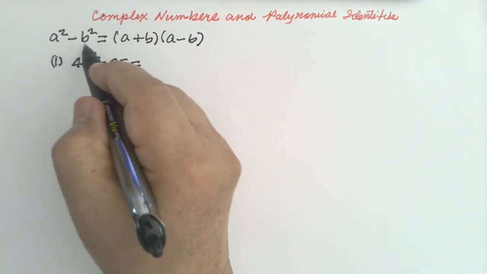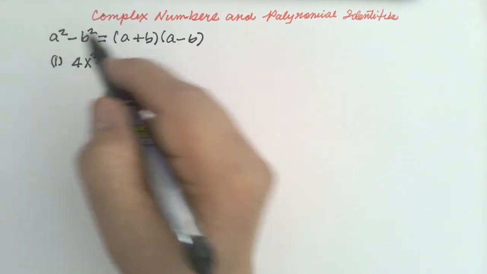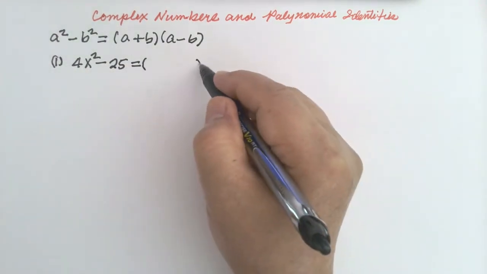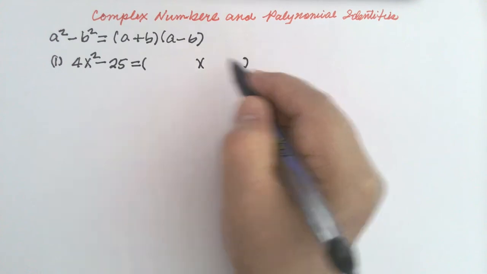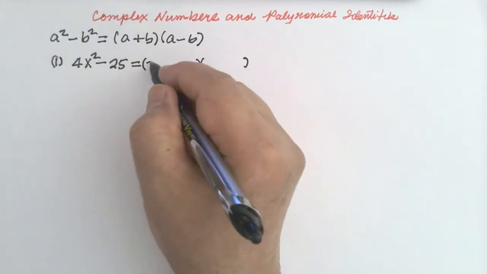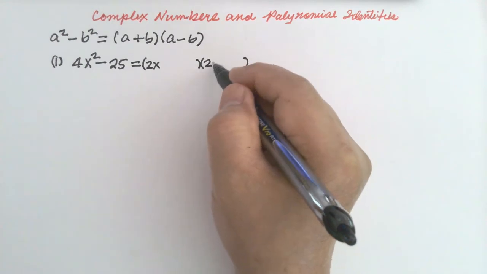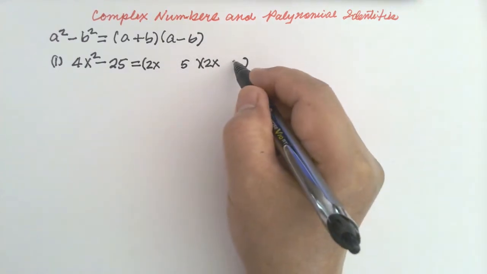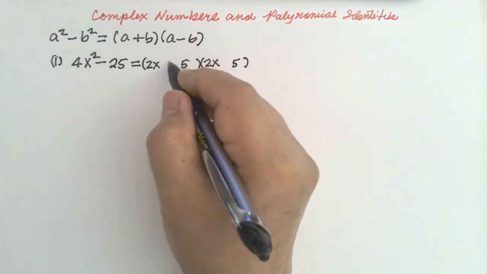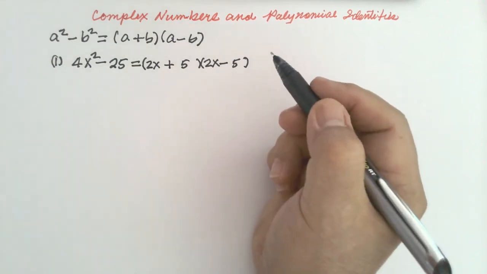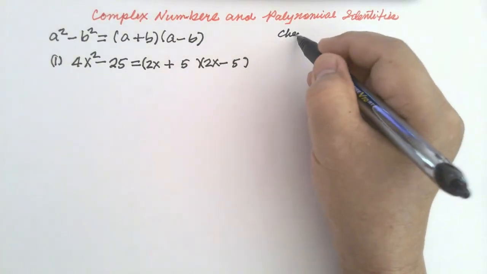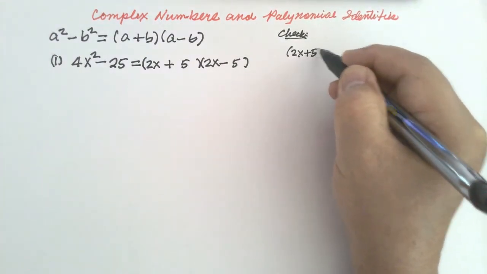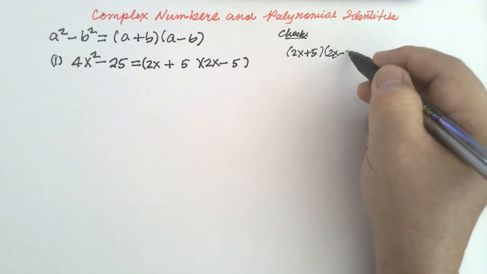Now in a squared minus b squared, a is the square root of a squared and b is the square root of b squared. So following the pattern, the square root of 4x squared is 2x. The square root of 25 is 5. Then plus, minus. Let us check our factors. 2x plus 5 times 2x minus 5.